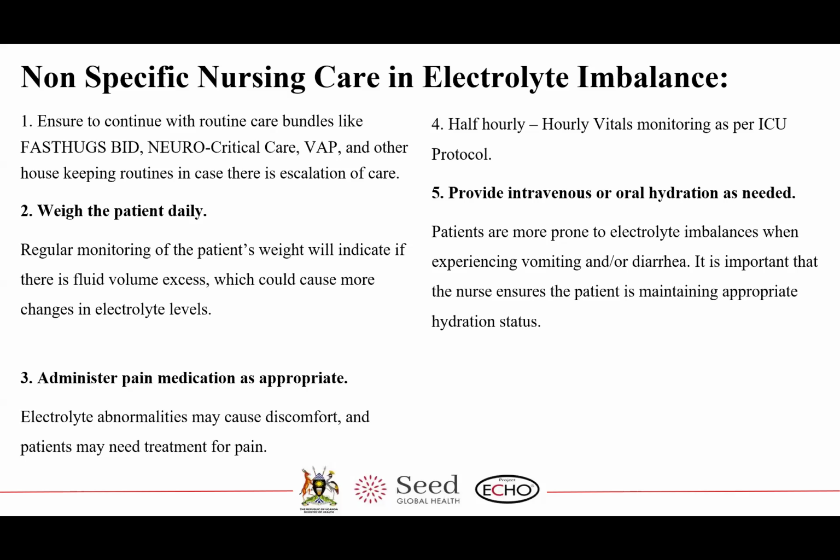And then you will administer pain medication. Most of the electrolyte imbalances cause pain and discomfort, muscle pains and all that. So you need to ensure that you manage pain in these patients, and you do all the rest of the other vital observations as you see them on a critical care chart or in any other setting based on the SOPs of the unit where you work. You have to monitor these vitals half-hourly, hourly, and so on, until your patient stabilizes.